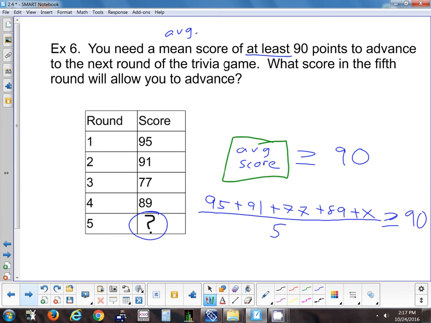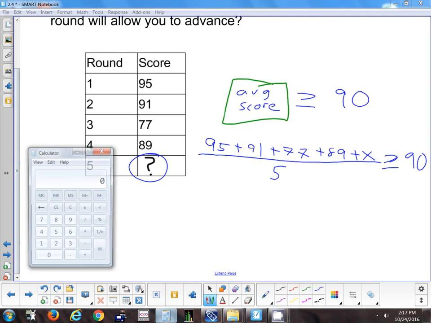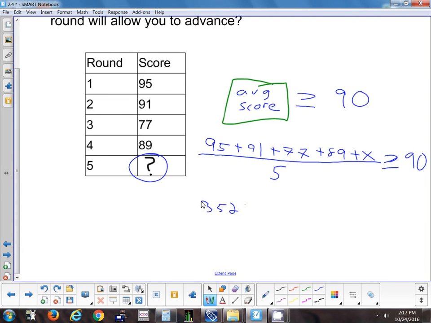Okay. So we're going to use our calculator to help us out here. But what should I do first in this numerator? Yeah, why don't we just add up all those numbers so that way we can just combine it. So 95, 91, 77. This is going to take a while. Oh, that's it, we're done. So it adds up to 352. Okay, this one is just like some of the other inequalities we've done before.